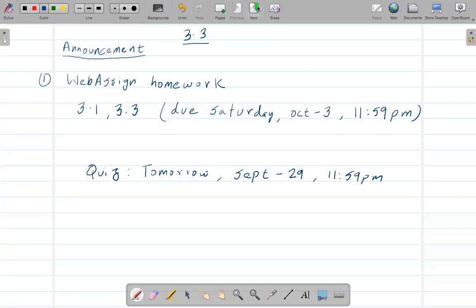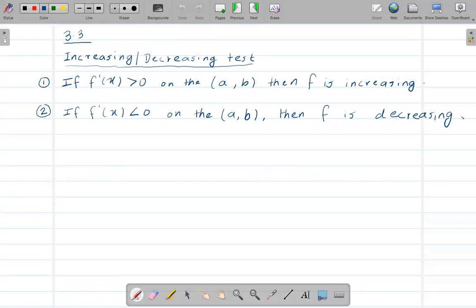Now let's go to 3.3. The first thing I'll be talking about here is increasing and decreasing tests. If f prime of x is greater than 0, when you get the derivative of a function at a certain point, it means it is a tangent line at this point, the tangent line at x.